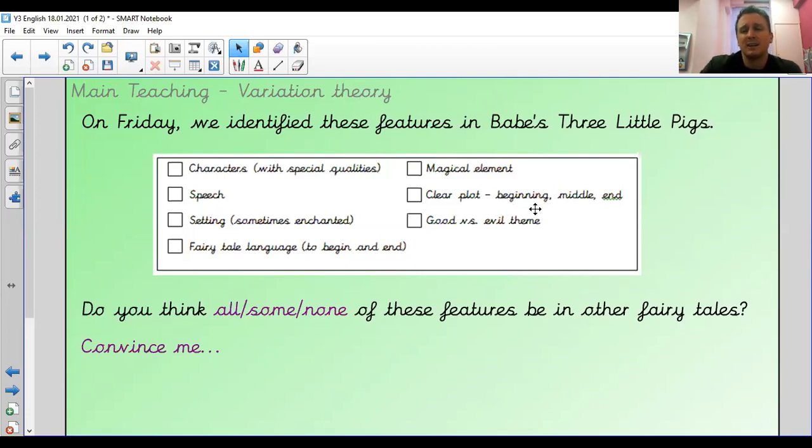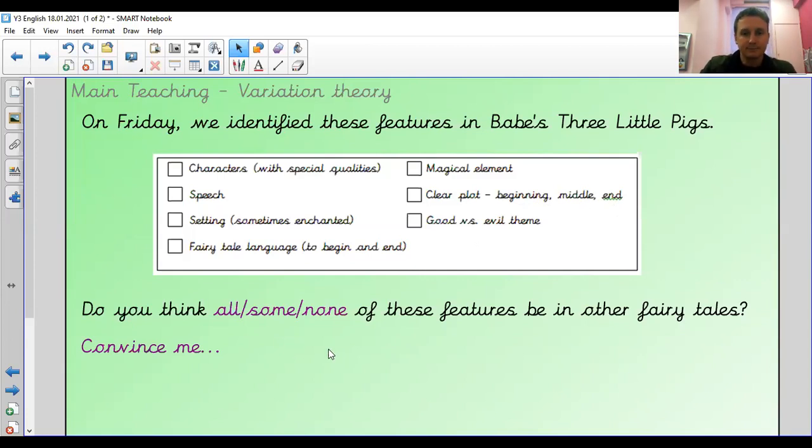A clear plot. So is it really clear what happens at the beginning? Mum tells them to go and build a house. In the middle, they build houses and the wolf comes along and blows them down. And at the end, the wolf climbs down the chimney and they eat him. Okay, so in the Three Little Pigs, there is a clear beginning, middle and end. Good versus evil. Well, that's an easy one in Babe's Three Little Pigs because obviously the pigs are good and the wolf is evil. Okay, so there we go.